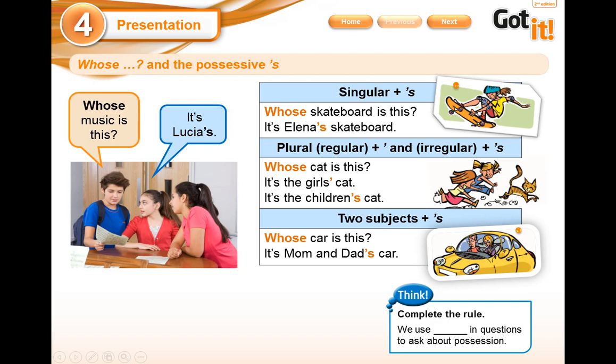Complete the rule. We use whose in questions to ask about possession. Usamos el whose en preguntas para poder hacer preguntas acerca de posesión.